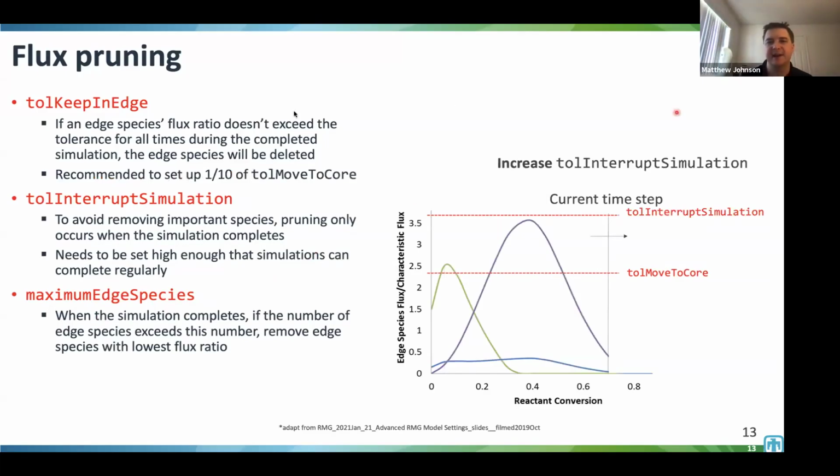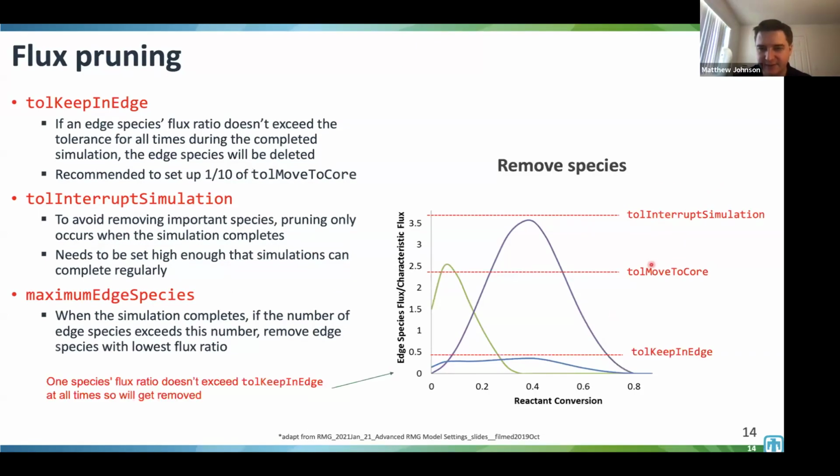So now when we look at this plot, it looks a little bit different. We've increased our tolerance interrupt simulation quite a bit. So now if we track these, we have these different edge species, and as you can see here, these ones increase. We have a couple that go over the tolerance move to core, but none of them go over the tolerance interrupt simulation. So we do make it all the way through the simulation, but we have one that never goes above the tolerance keep in edge, and that's an edge species that we can prune, that the algorithm will be allowed to prune.